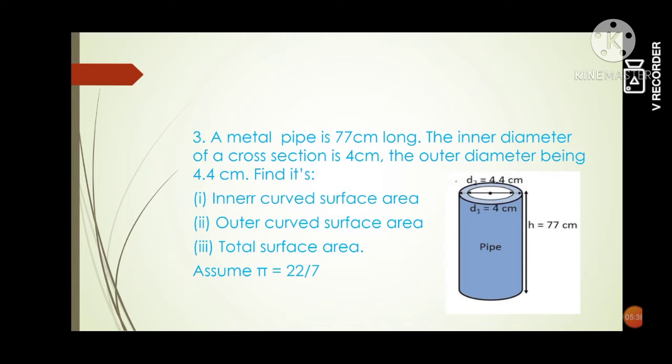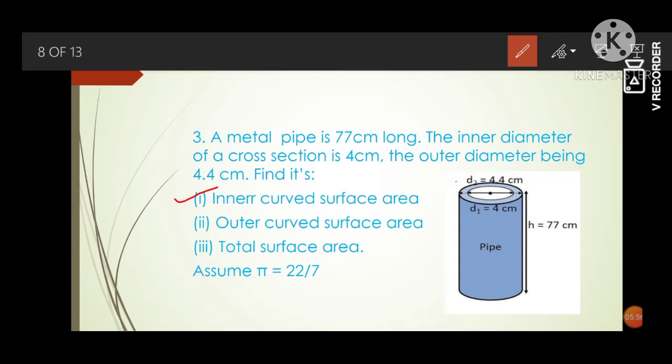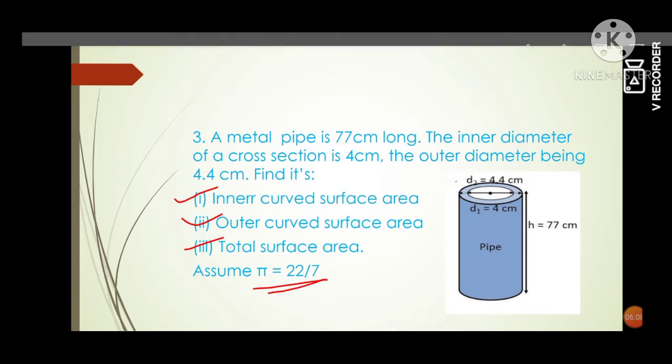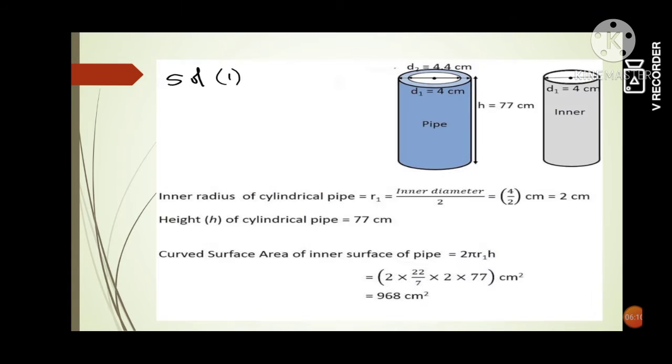And for today's tutorial, the last sum is question number 3. A metal pipe is 77 centimeter long. The inner diameter of the cross section is 4 and the outer diameter being 4.4. We have to find three things: inner curved surface area, outer curved surface area and total surface area. We have to assume pi is equal to 22 by 7. So let us see how to solve this one by one.